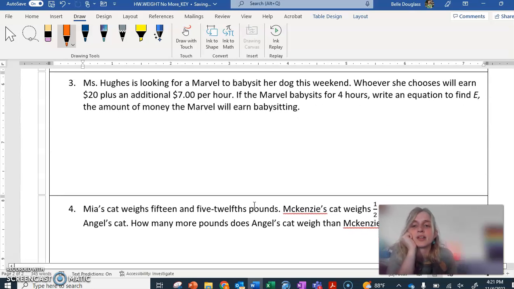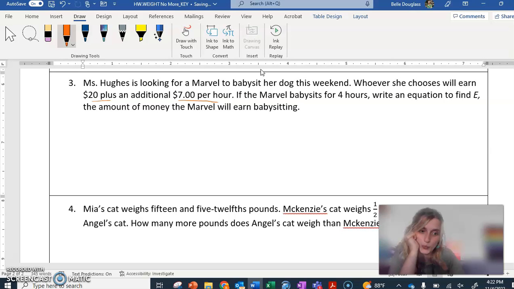Miss Hughes is looking for a Marvel to babysit her dog this weekend. Whoever she chooses will earn $20 plus an additional $7 per hour. Ooh. If they babysit for 4 hours, write an equation to find how much money. You can forget we haven't really learned how to write the equation. I just want you to tell me how much money do they make. If they earn $20 plus $7 per hour for every hour, and she babysits for 4 hours. So that's $7 every hour for 4 hours, and also $20 just for showing up. Tell me how much money she makes.